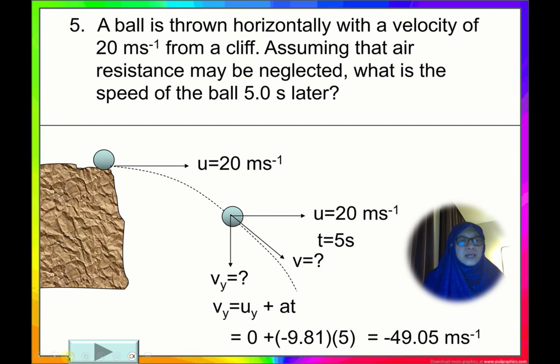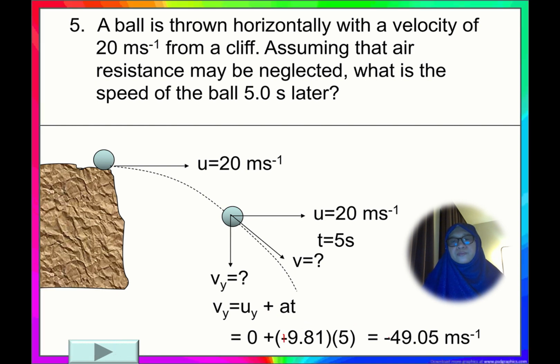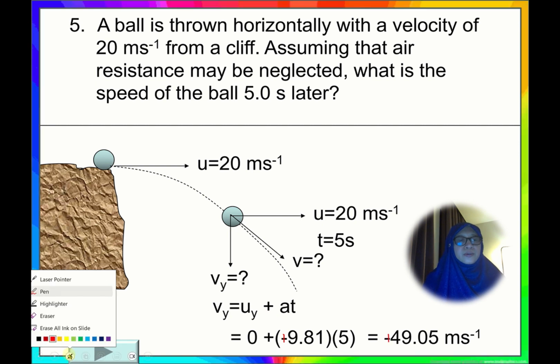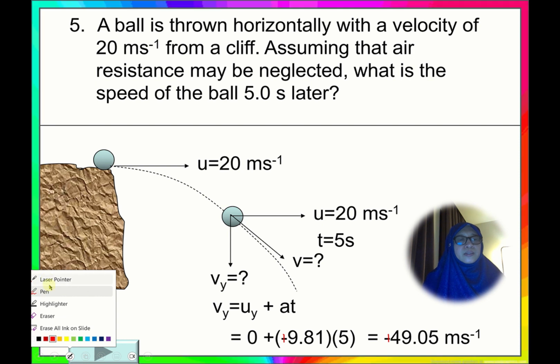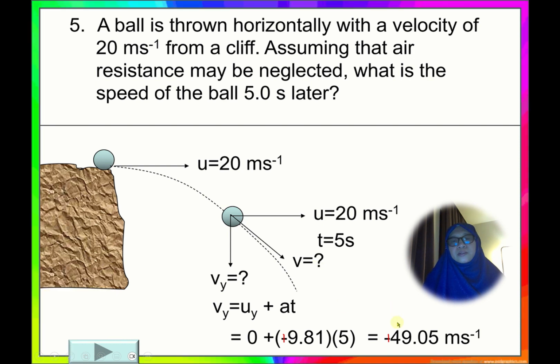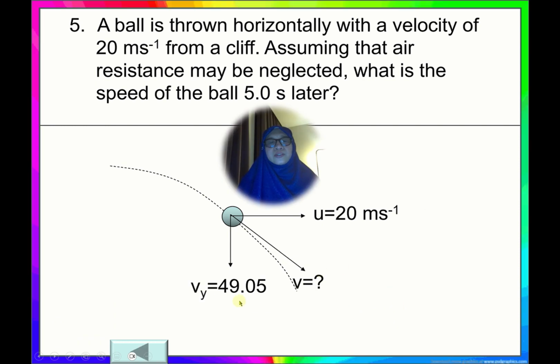Okay, so I use pen here. This one is positive because of downward motion. So I go back to the point here and make that correction. Okay, so now Vy is 49.05.